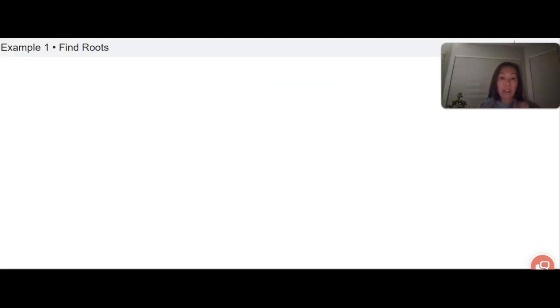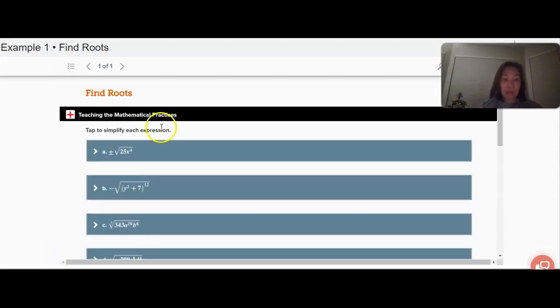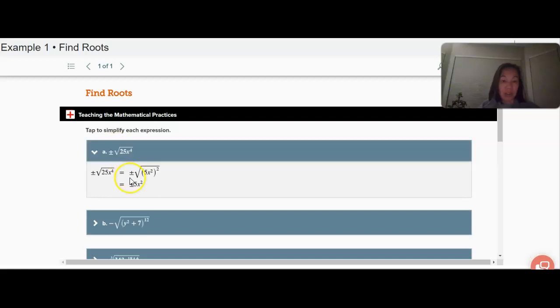So when we want to find roots of values, we won't just have numbers, but we'll have expressions. The radical indicates we want the positive root. So what is the square root of 25x to the fourth? The square root of 25 is 5. The square root of x to the fourth would be x squared. What are we squaring here? 5x squared times 5x squared equals 25x to the fourth. So the square root of that is 5x squared.